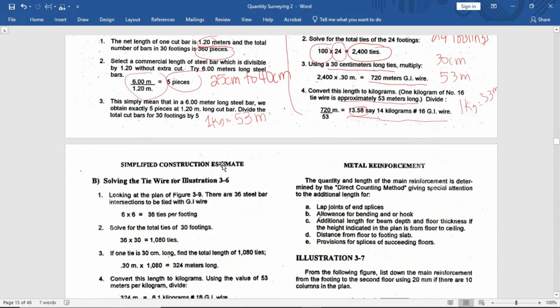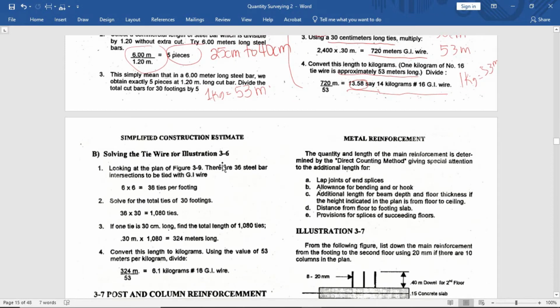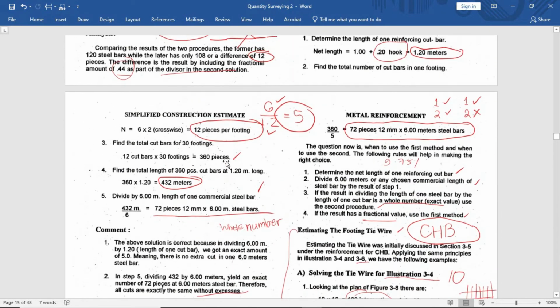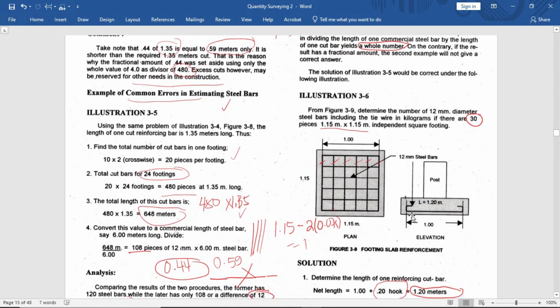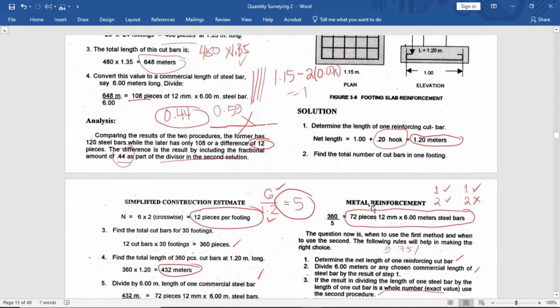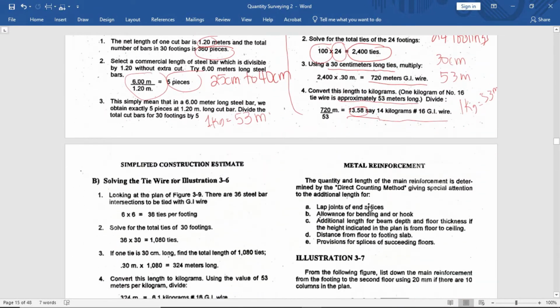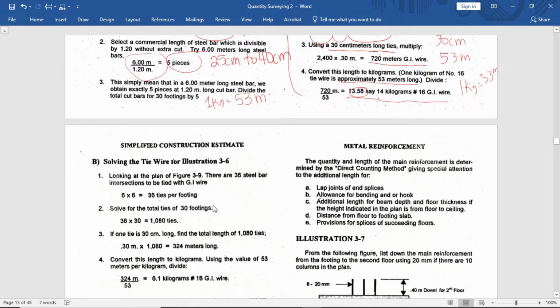So, tapos na tayo sa 3-4. Punta naman tayo sa 3-6. Ano ba yung 3-6 natin? So, ito yan. Bilangan natin. 1, 2, 3, 4, 5, 6. 1, 2, 3, 4, 5, 6. So, it is a square footing. So, 6 sa isang side, siyempre, 6 rin sa isang side. So, there are 36 intersections. So, there are 36 ties per footing.